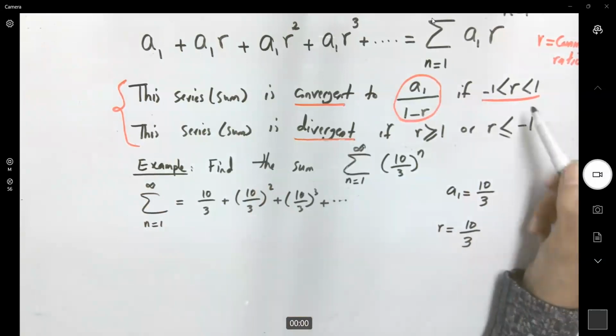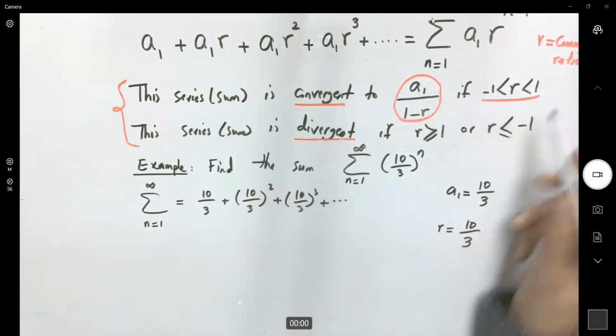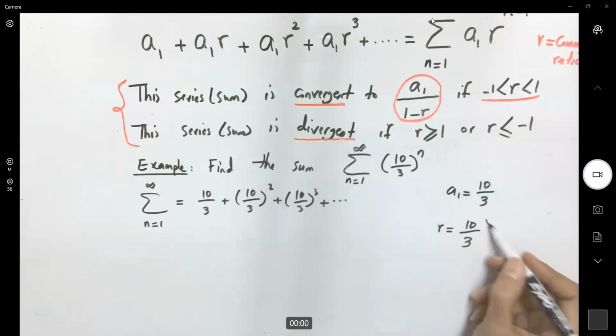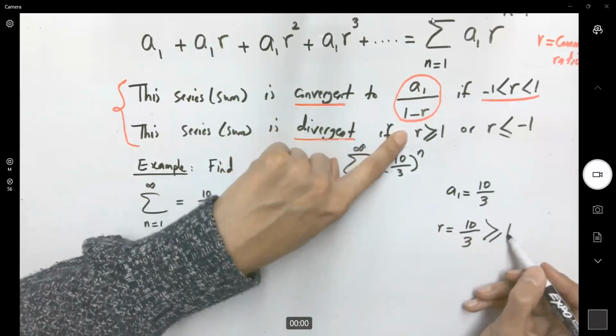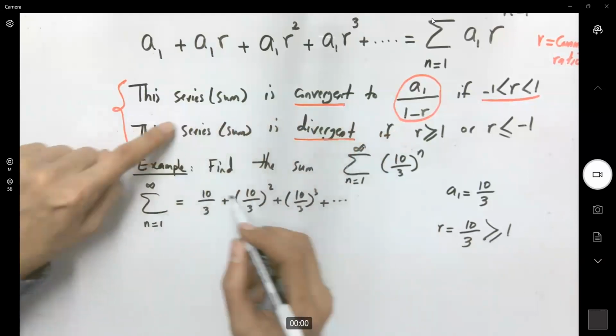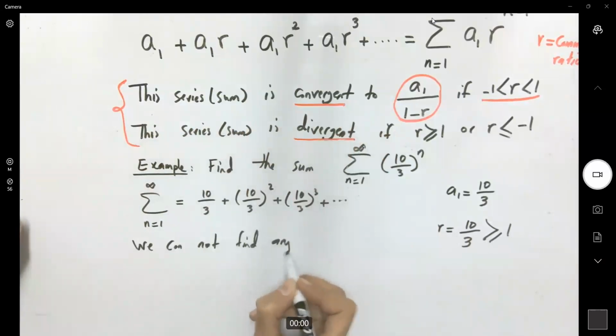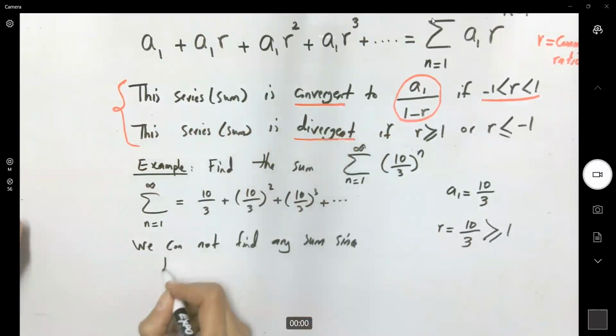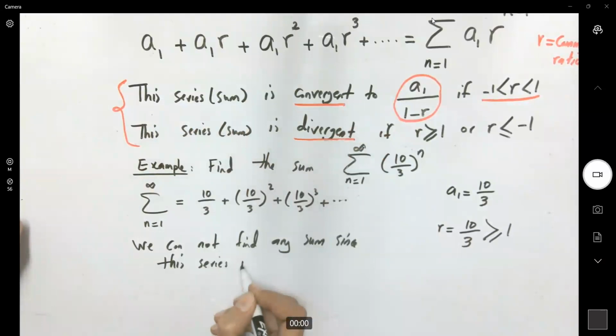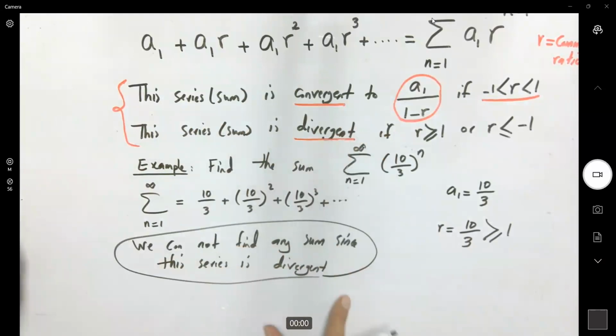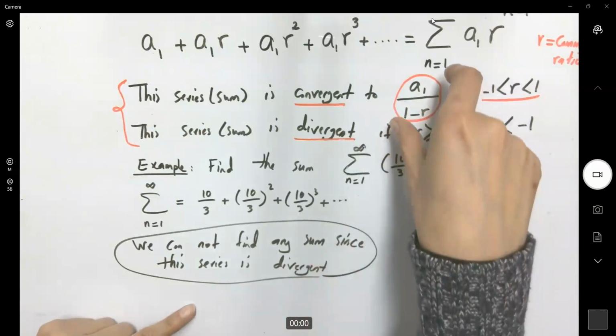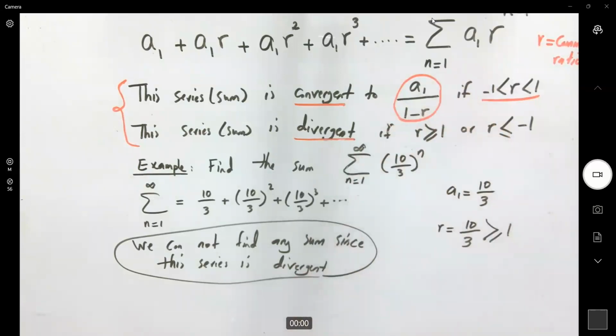Is 10 over 3 bounded between -1 and 1? Of course not. 10 over 3 is larger than or equal to 1. Am I right? So what's the meaning of that? It means that we cannot find any sum since this series is divergent. So this is your final answer. You say that the series is a divergent series and it doesn't have any sum of this form. We are not allowed to use this formula here. This is a divergent series.